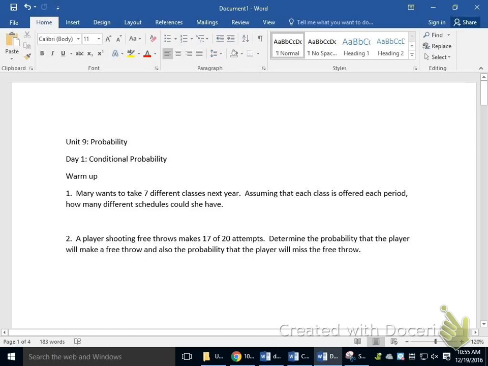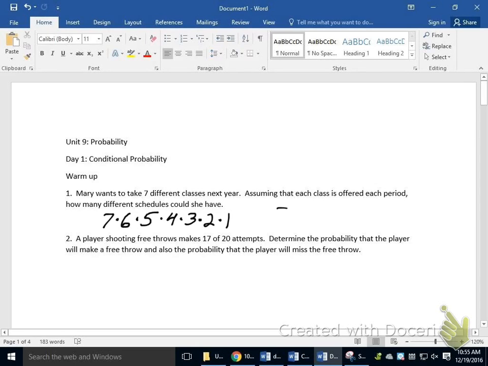Mary wants to take, this is the warm-up by the way, Mary wants to take 7 different classes next year. Assuming that each class is offered each period, how many different schedules could she have? So her first period could be one of 7 classes. And her second period, now that she's already picked one class for her first period, could be one of 6 different classes. See, it's not 7s for each period. And then it goes down to 5 for her third period, 4, and so on.